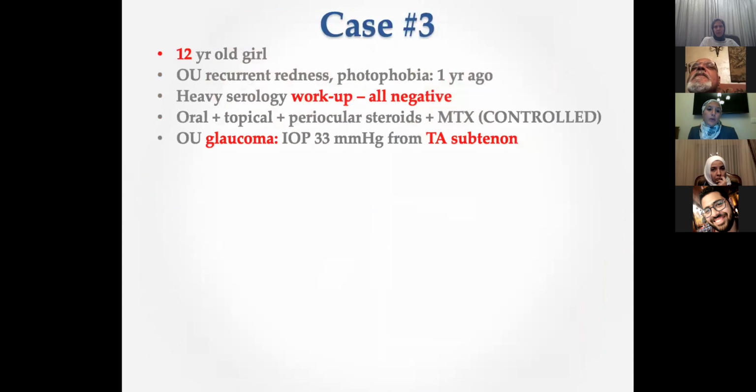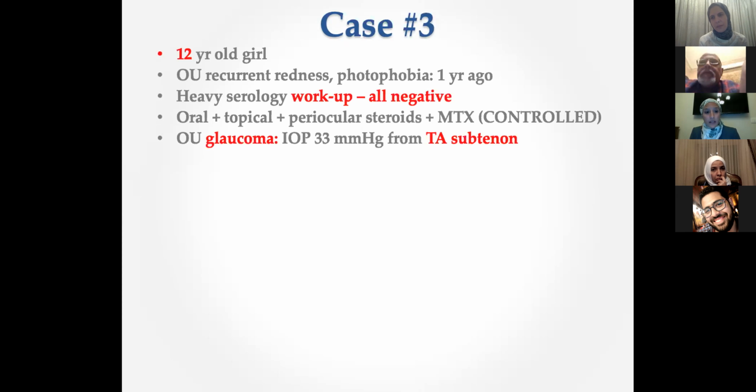Case number 3, we were dealing with a 12-year-old girl that had recurrent redness and photophobia dating exactly 1 year ago. She said that it was of acute onset and she can pinpoint the exact point when the redness started. She was living abroad, and over there they ordered also heavy serology workup for everything related to vasculitis, such as the ANA, double-stranded DNA antibodies, and the ANCA-C and the ANCA-P.